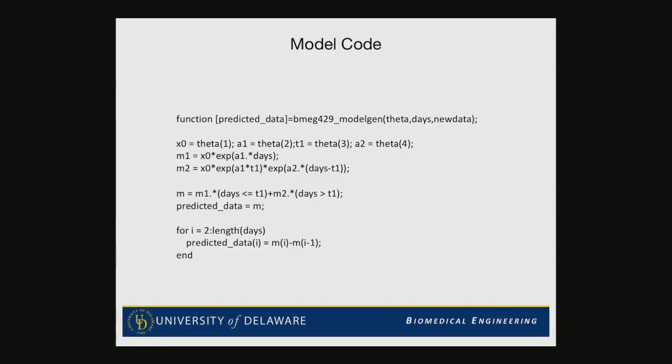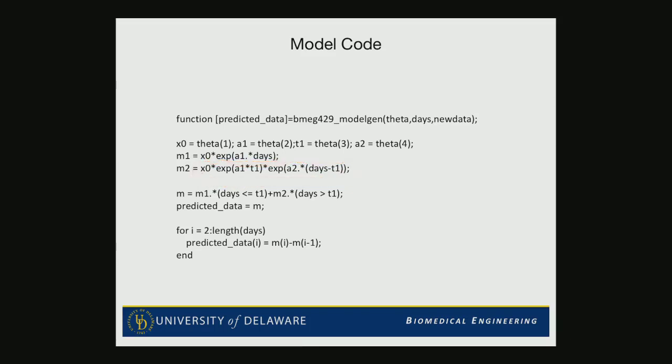So if you look here, the first phase is just x of 0 times e to the A1 times time. But then in the second phase, it slows down to A2, which is the second growth rate. And the transition time is at time t1. So those are our 4 parameters. And then for that second phase growth, we make it so that the final condition at time t1 is equal to the initial condition of the second phase.